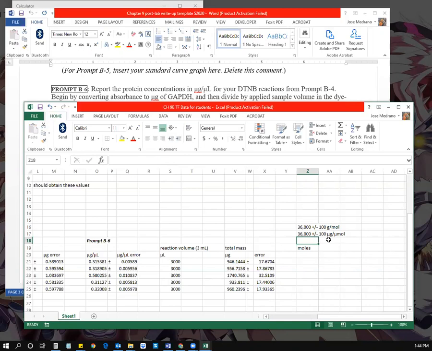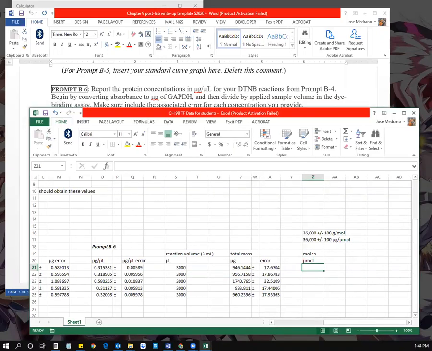So if we use this conversion here, 36,000 plus or minus 100 micrograms per micromole, then we know that our resulting values will also be in micromoles as well, according to this. And what we're going to do is take these values and their errors and divide by this conversion value and its error as well.